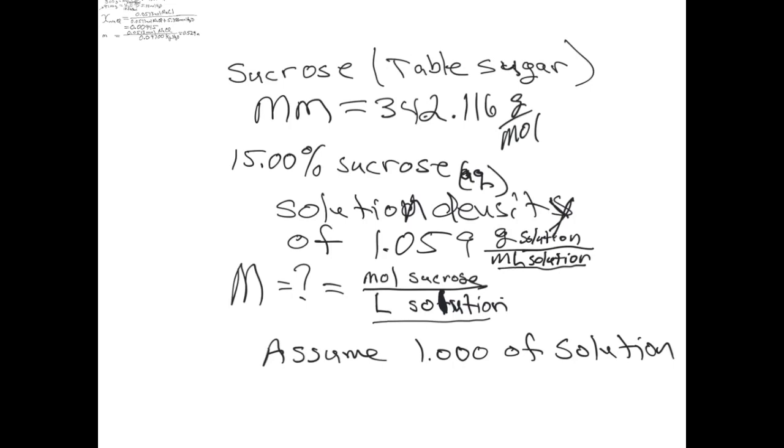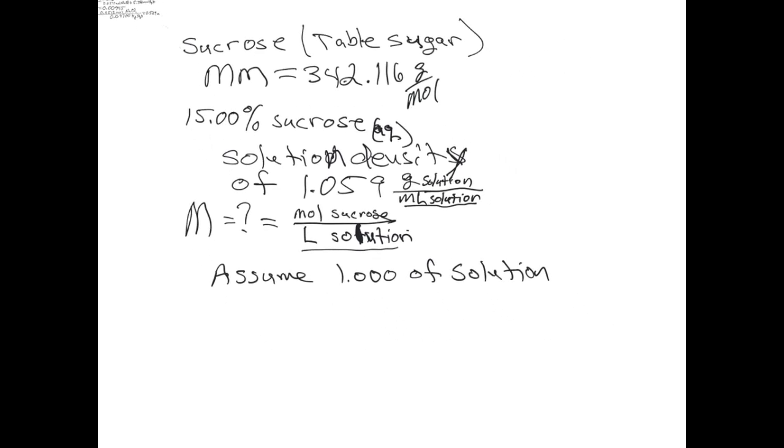And if I assume 1 liter of solution, well, here's what happens. Then I can multiply the density times 1 liter, or 1,000 milliliters of solution. Okay? And the milliliters of solution cancel out. And what am I left with? Grams of solution. So I know that 1 liter of this solution has 1,059 grams of solution.